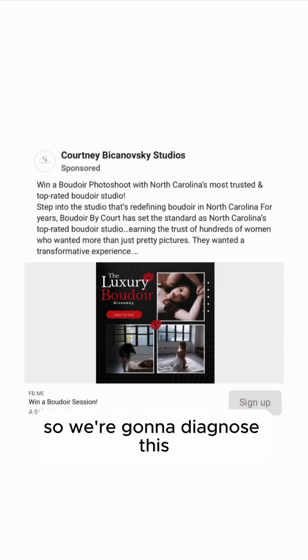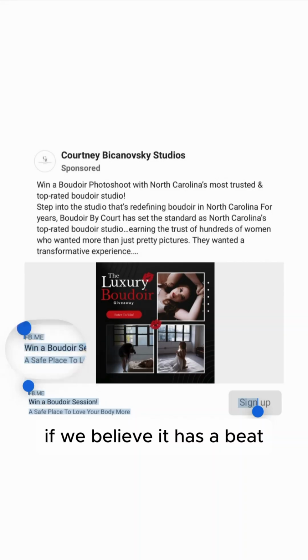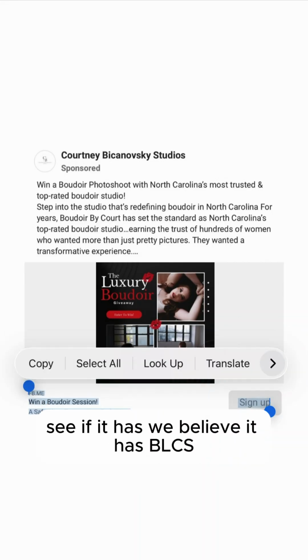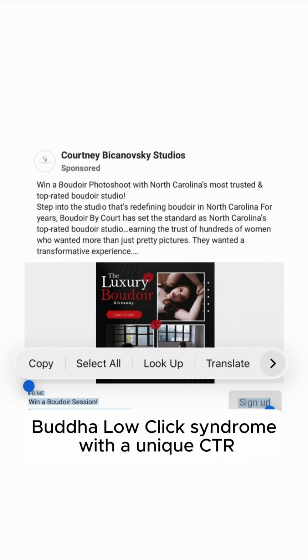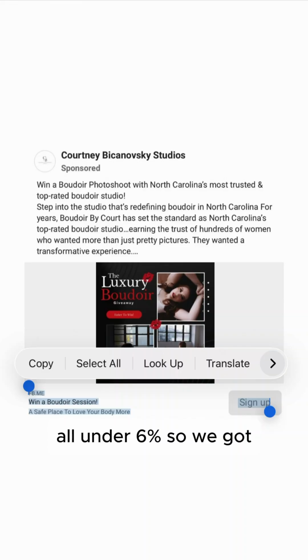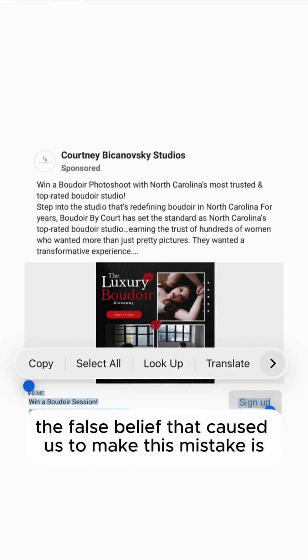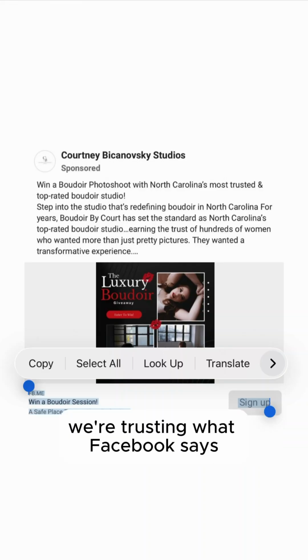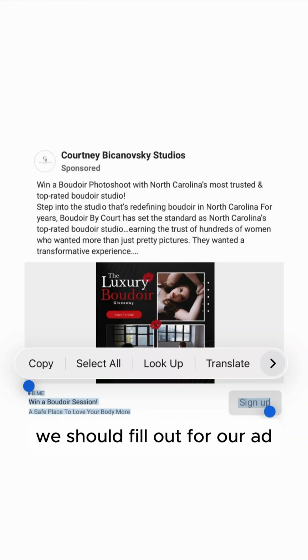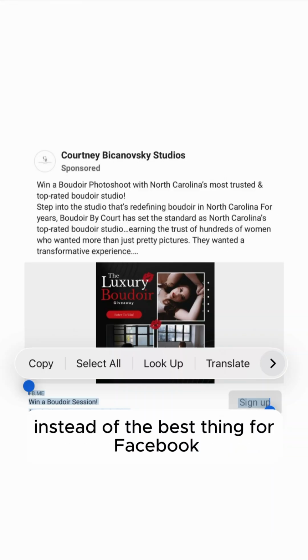All right, so we're going to diagnose this. We believe it has BLCS, boudoir low click syndrome, with a unique CTR under 6%. So we've got the below creative cluster mistake here. The false belief that caused us to make this mistake is we're trusting what Facebook says we should fill out for our ad is the best thing for us, instead of the best thing for Facebook.